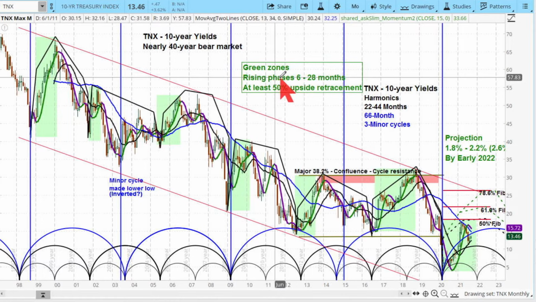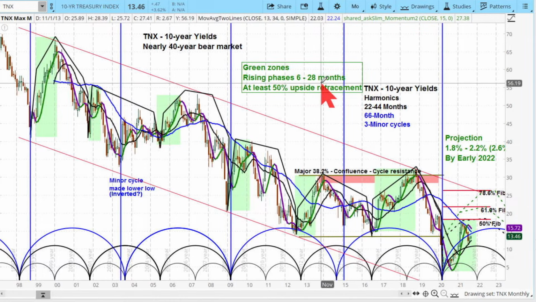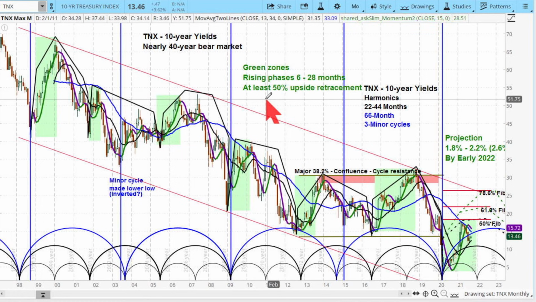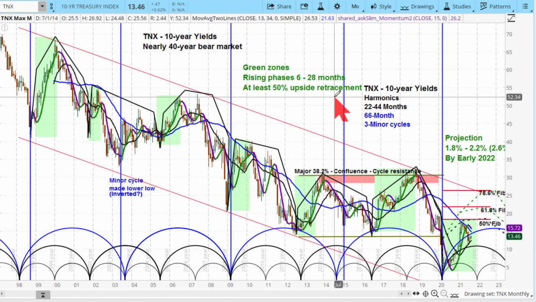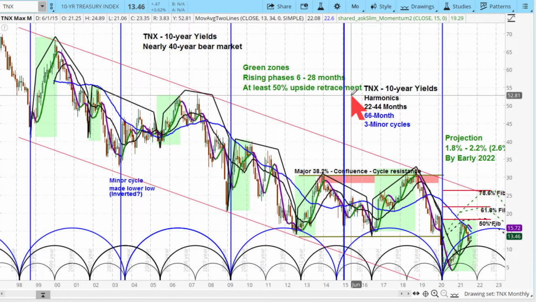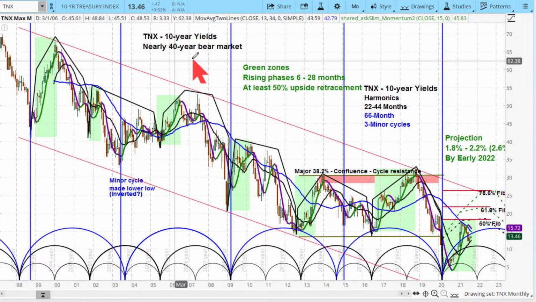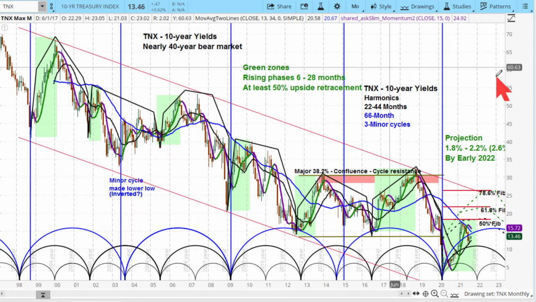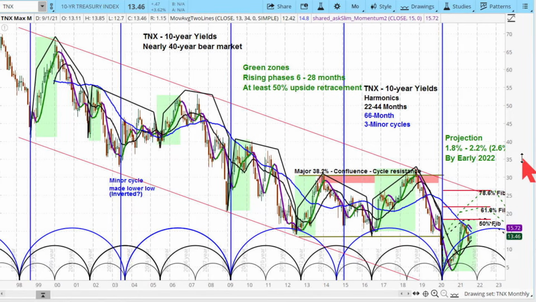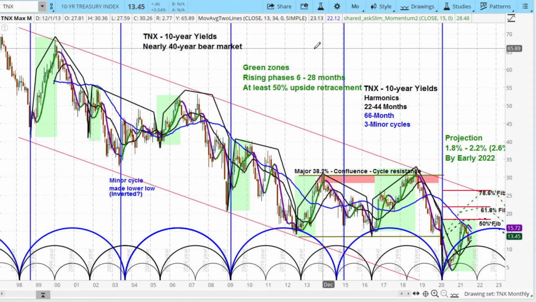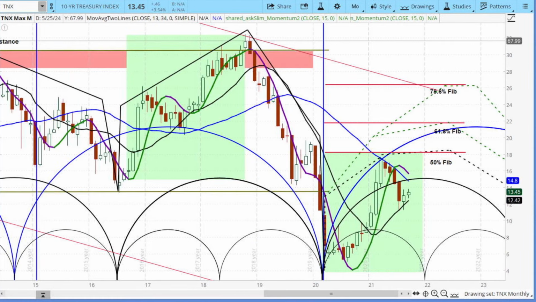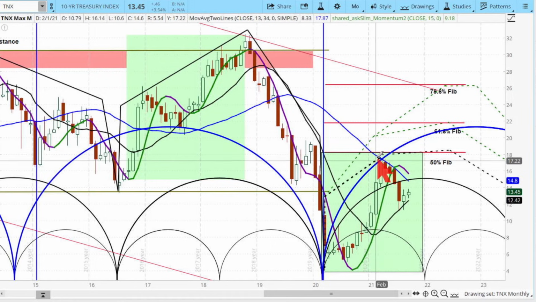Each time you get into this intermediate nesting period, you get into a rising zone. Each of those rising zones or phases lasted between 6 and 28 months on the upside and moved up at least to the 50% retracement level for yields. So we're in nearly a 40-year bear market in yields, and we have nothing that really shows us that bear market has ended. All we know right now is that yield started to move up, as you could see right in here, and the likelihood of that continuing is very high. Now remember that every single one of those got to the 50% retracement levels or higher. This one did not get there yet.